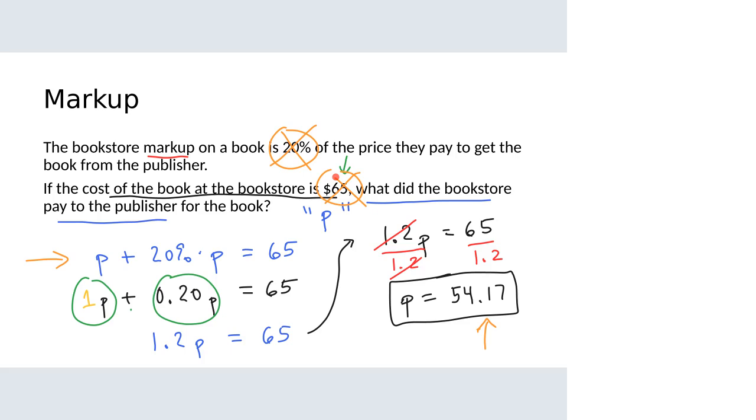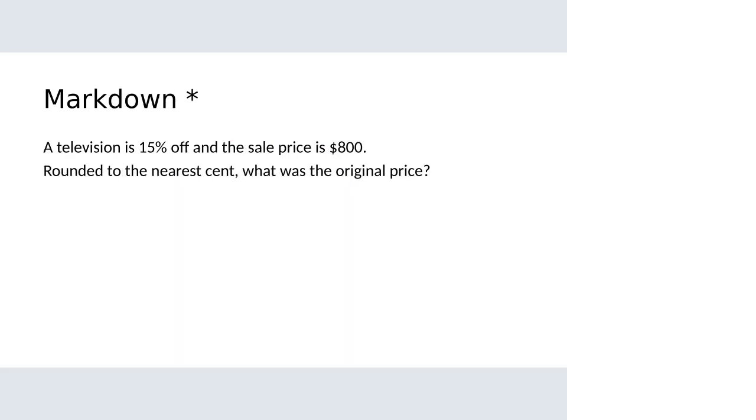Okay, awesome. You try one. A television is 15% off and the sale price is $800. Rounded to the nearest cent, what was the original price?